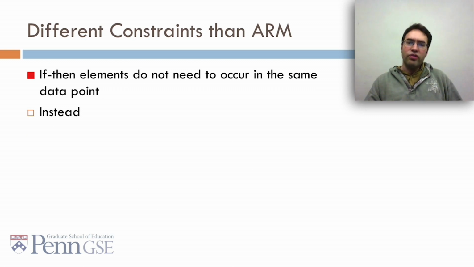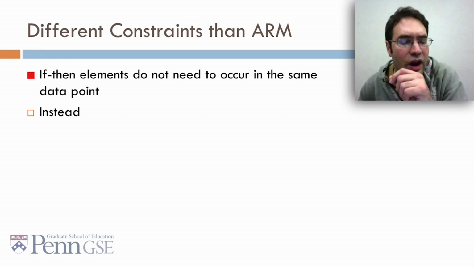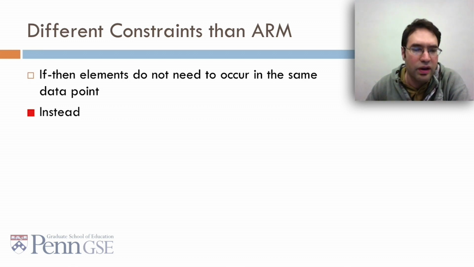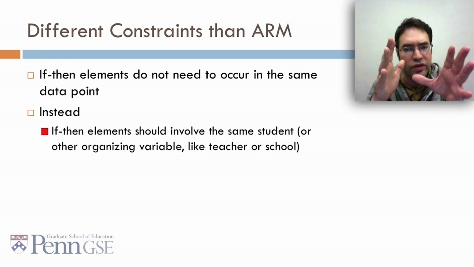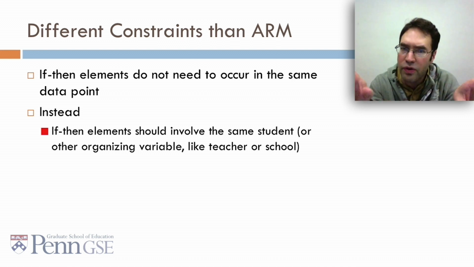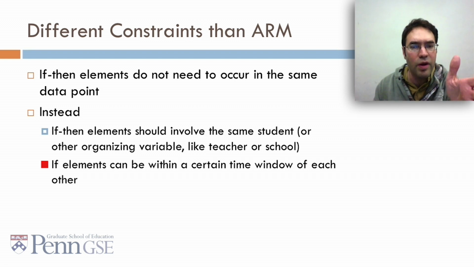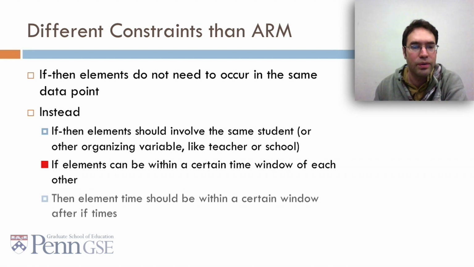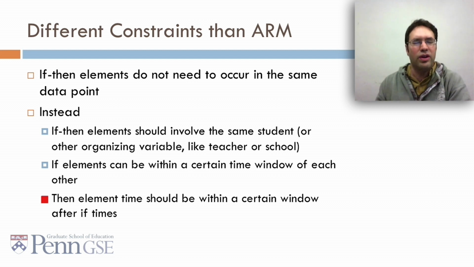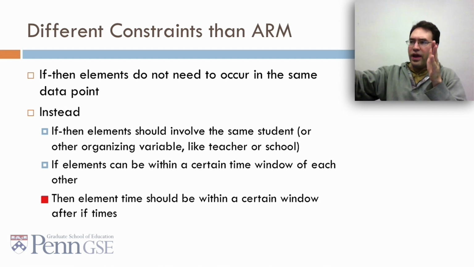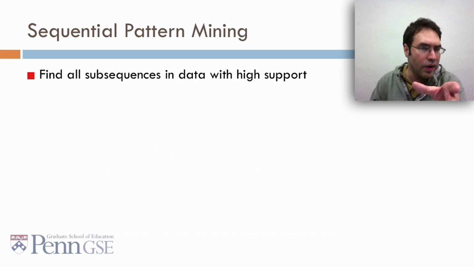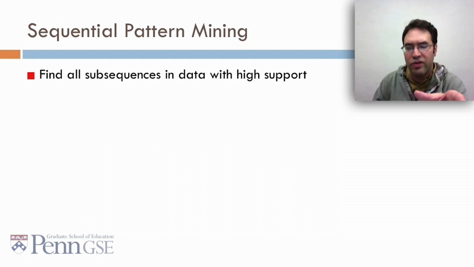Now, there are some different constraints for sequential pattern mining than for association rule mining. For one thing, if-then elements don't need to occur in the same data point. Instead, if-then elements need to involve the same student or other organizing variable like teacher or school, and if elements can be within a certain time window of each other. The then element time should be within a certain window after the if times. So, if, then.